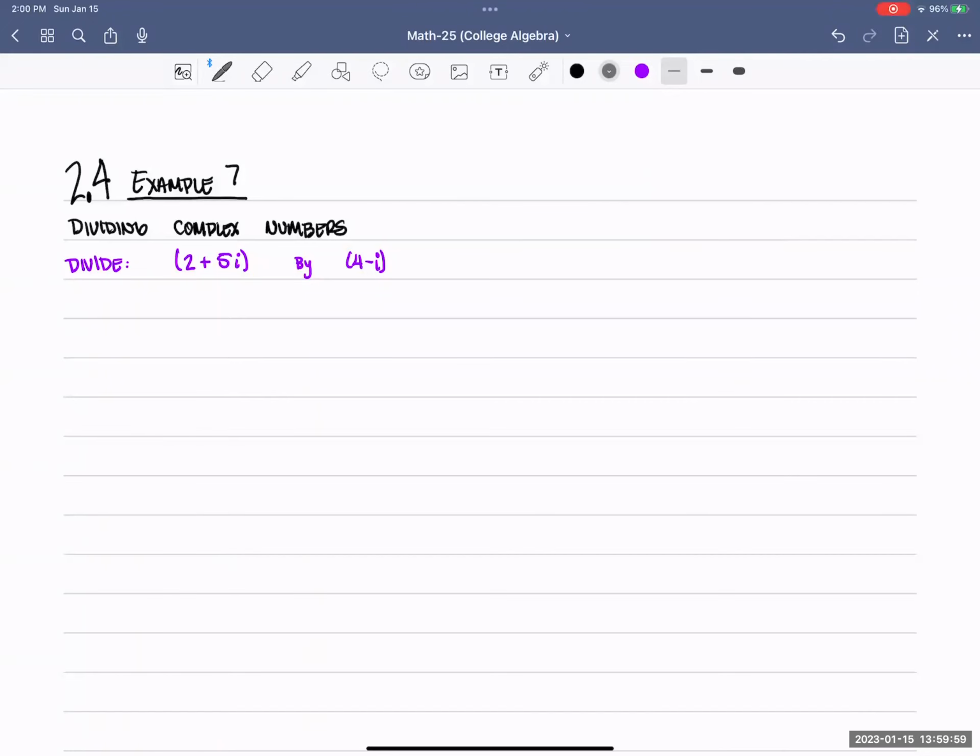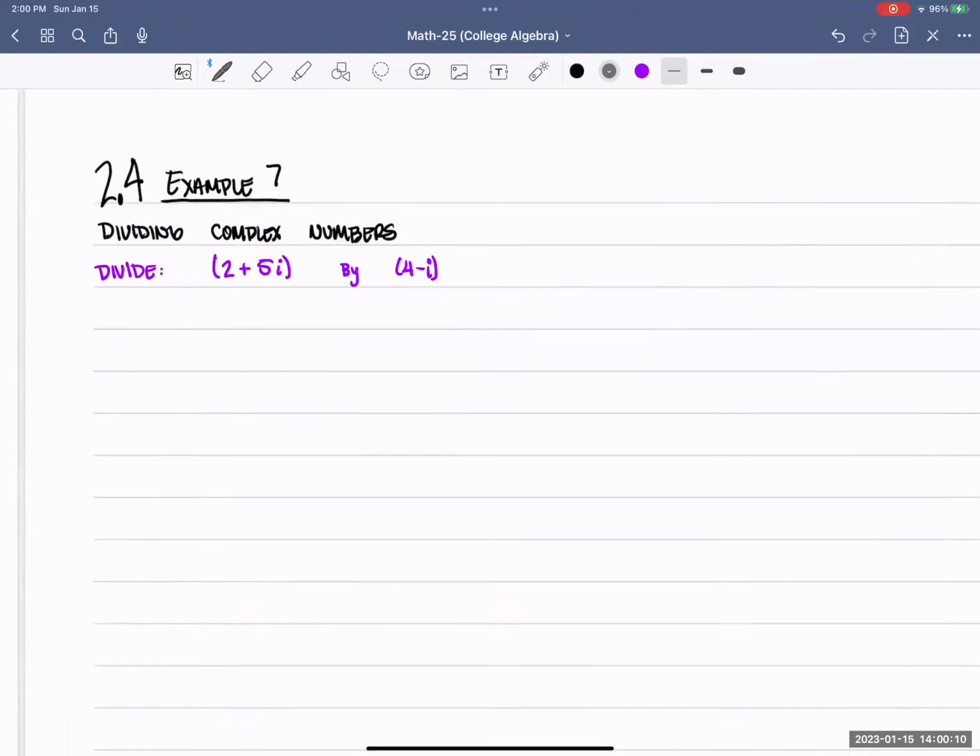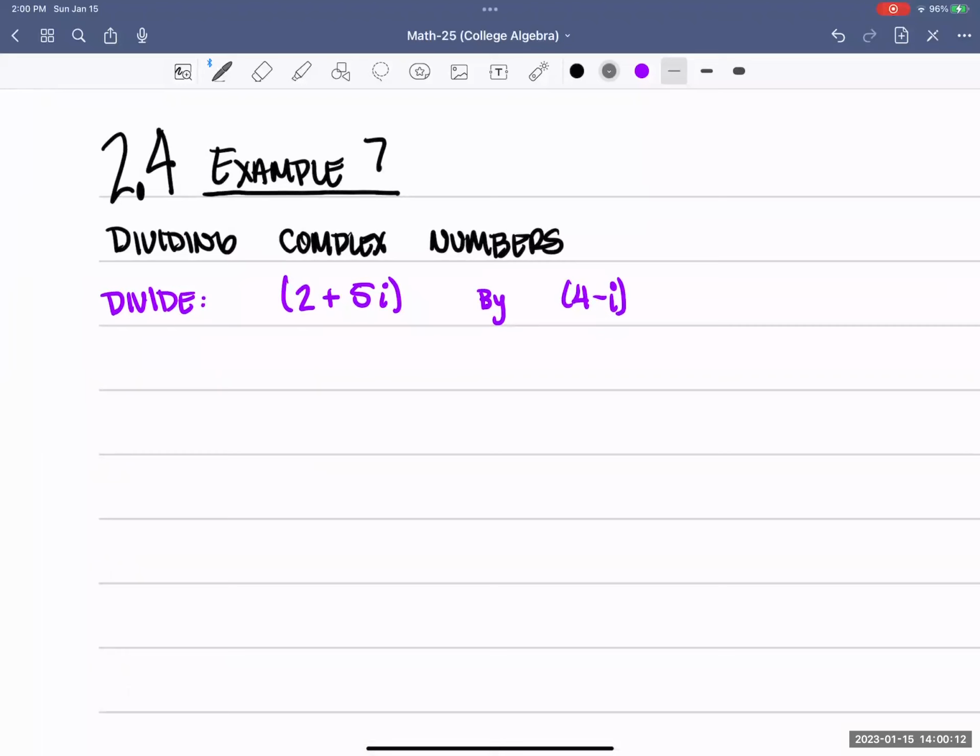Section 2.4, example 7, dividing by complex numbers. So they want us to divide 2 plus 5i by 4 minus i. We're just dividing the two, so let's put it in fraction form: 2 plus 5i, dividing that by 4 minus i.